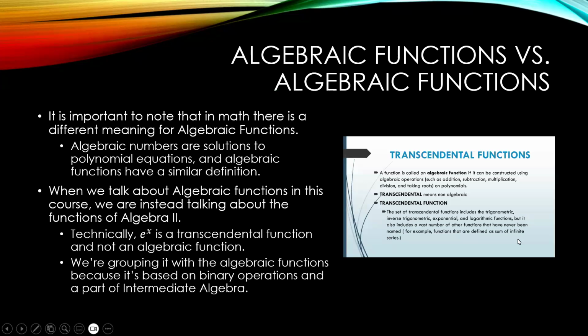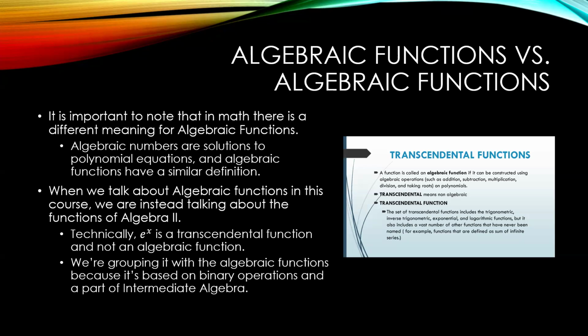Before we get into the details of all of the algebraic functions, we should do an important note. There are algebraic numbers and there are algebraic functions, and there is a difference. Algebraic numbers are solutions to polynomial equations. We learned about those early on. There's algebraic numbers and there's transcendental numbers. The square root of 2 is considered an algebraic number because it's a solution for x squared minus 2 equals 0. So square root of 2, definitely an algebraic number.